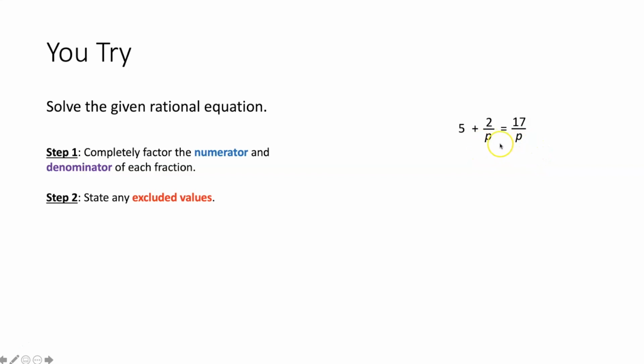To figure out what those excluded values are, we just set each denominator equal to 0, solve for p. We just get p is equal to 0 for both of these. So our only excluded value would be p cannot equal 0. Now we can move on to step 3, where we make sure each fraction has a common denominator.